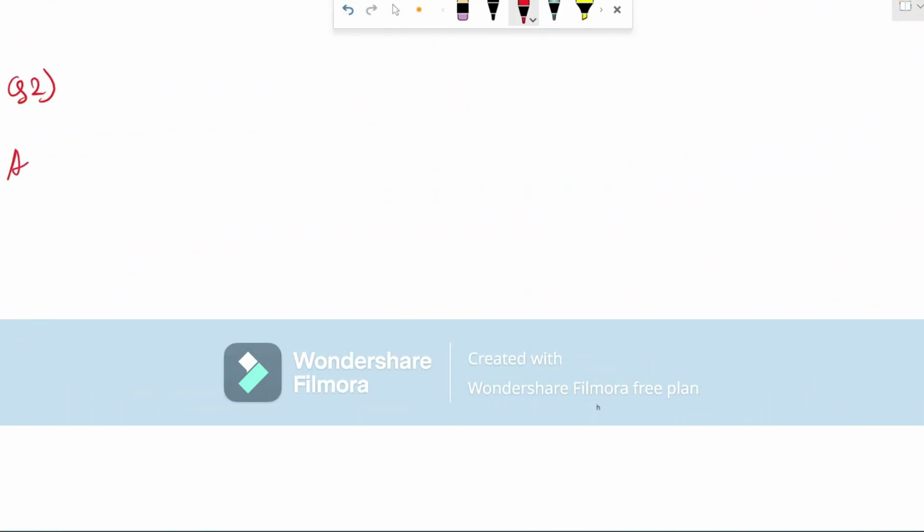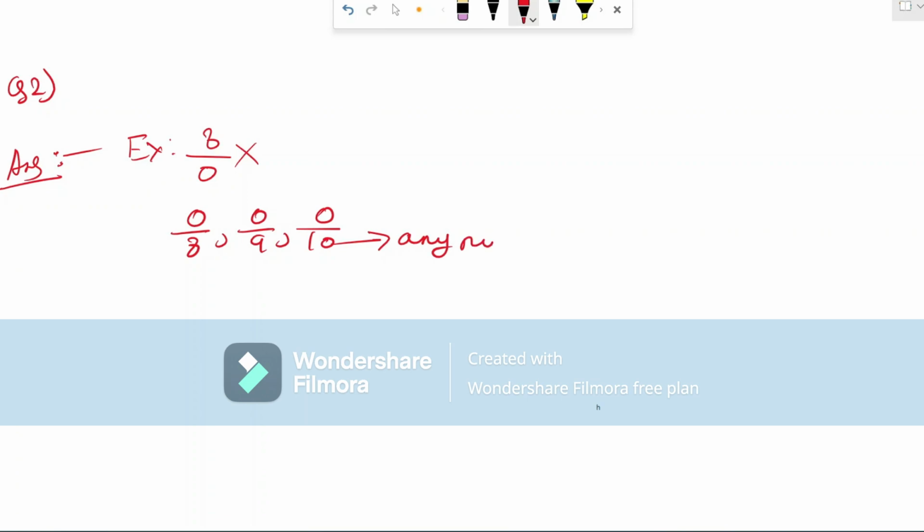Okay, let's see the answer to this question. Now, is 0 a rational number? Yes, it is a rational number. Now, we can give some examples. In the previous question, in true or false, I gave examples like 8 upon 0, which is not a valid one. But in this question, question number 2, examples will be 0 upon 8, 0 upon 9, 0 upon 10, or any number in the denominator place. Okay, any number. Fine, this is our answer.